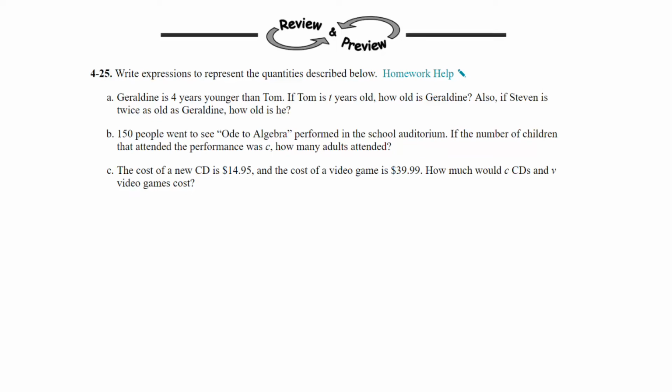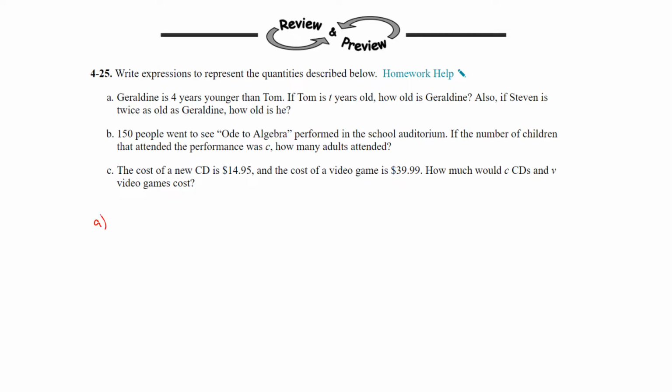This video will cover problems 4-25 to 4-30. First problem is write expressions to represent the quantities described below. Geraldine is 4 years younger than Tom. If Tom is 2 years old, how old is Geraldine? Also, if Stephen is twice as old as Geraldine, how old is she?